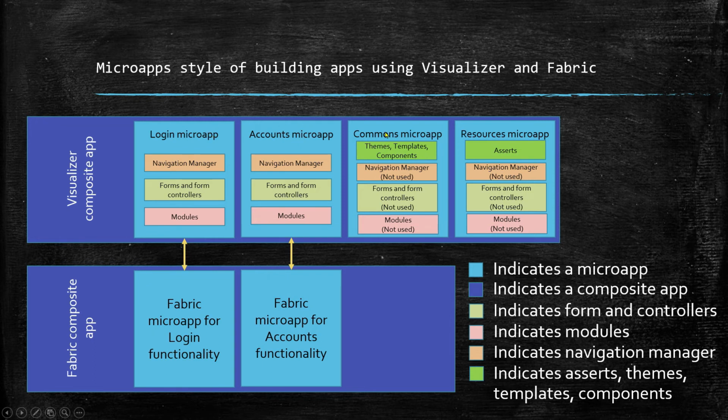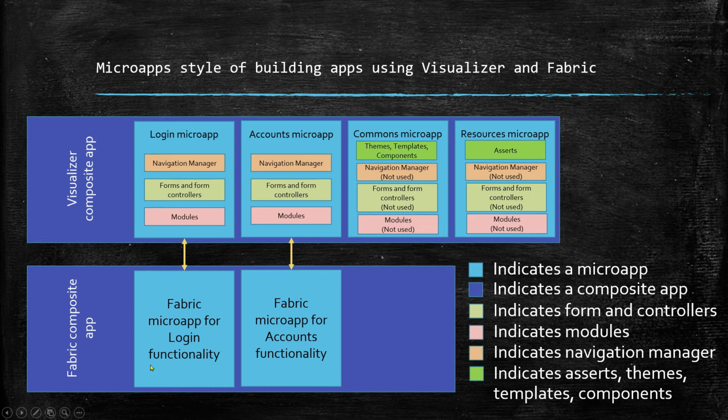And the commons micro app and resources micro app will be added as dependencies to the individual micro apps when we are building the individual functionality, like the accounts functionality as part of the accounts micro app and the login functionality as part of the login micro app. And we can link the login micro app and accounts micro app into a composite app inside Visualiser.